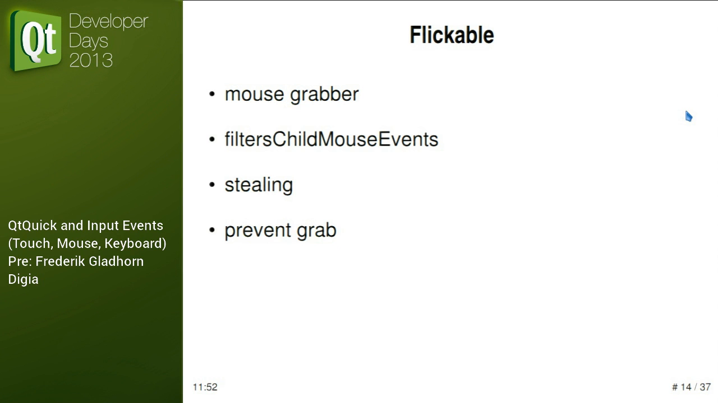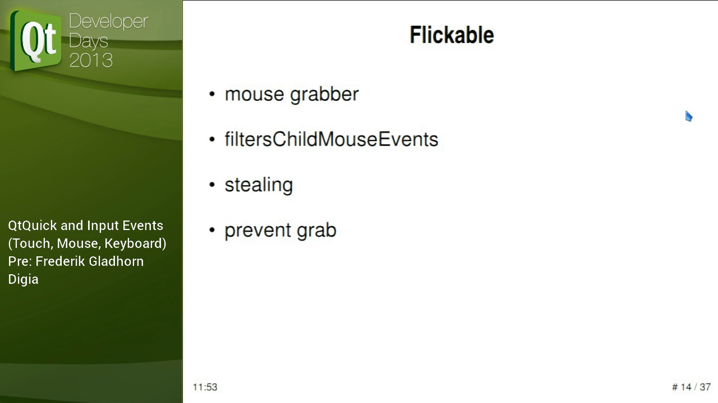Mouse grabber is the concept that one item gets all the events as soon as somebody said yes to the press. Then we have the property filtersChildMouseEvents, which means that the Flickable sees whatever happens inside it. So all its children will automatically show their events to the Flickable. And it's actually something you can do yourself. If you write any custom item that inherits QQuickItem, you can set it to true. And as soon as you do that, you see lots of events passing by in a function that handles these.